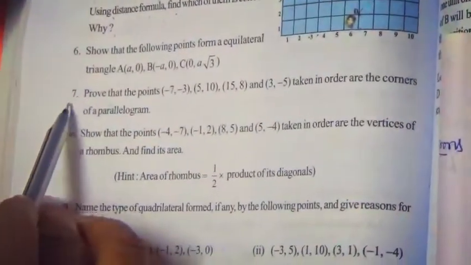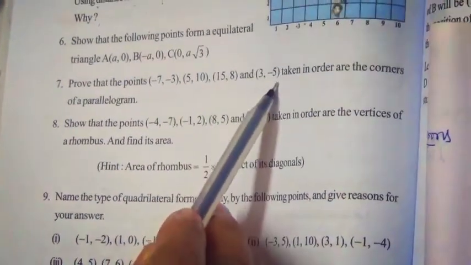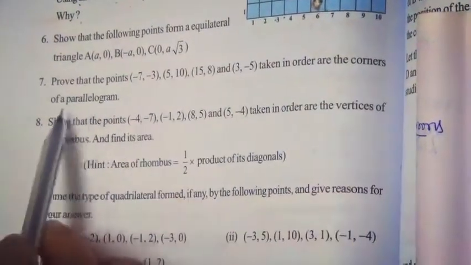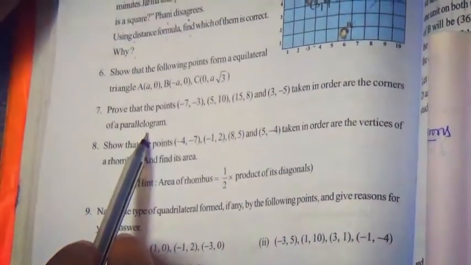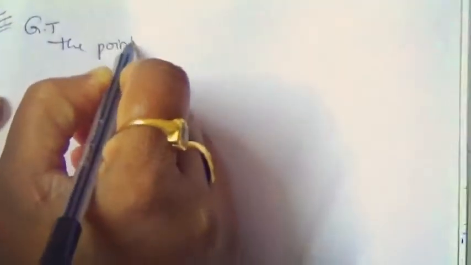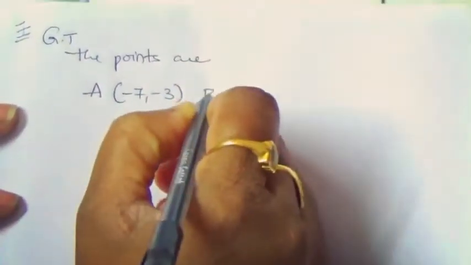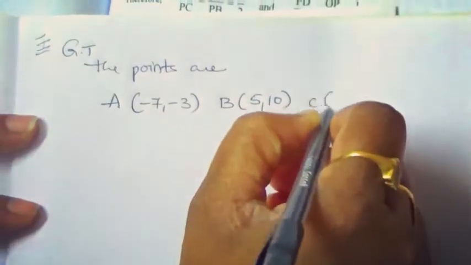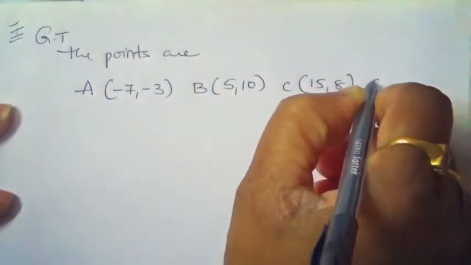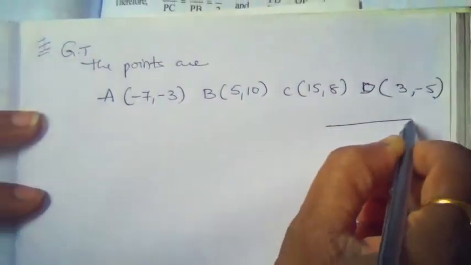So the 7th sum: prove that the points (-7, -3), (5, 10), (15, 8), (3, -5) are the corners of a parallelogram taken in order. We have to prove that the given points form a parallelogram. First of all we write, given that the points are A (-7, -3), B (5, 10), C (15, 8), D (3, -5).